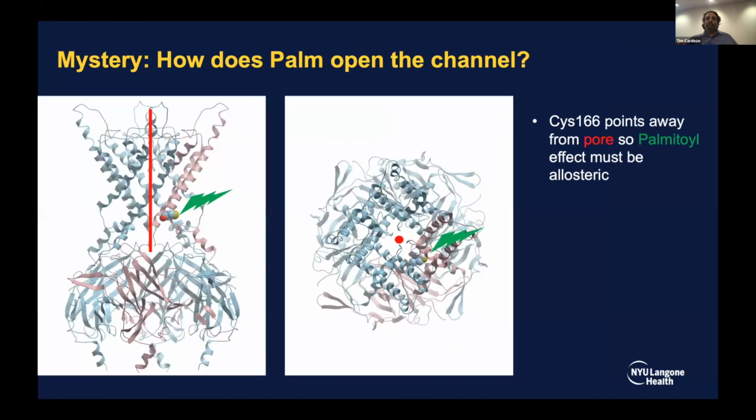So this created a bit of a mystery, because when we looked at the structure, what I'm showing here is only the KIR channel without its SUR subunit. The cysteine 166 is actually pointing away from the pore, as shown here. And so it wasn't that clear how palmitylation could promote the opening of the channel. And so the effect must be allosteric. So this is where ICM came in.